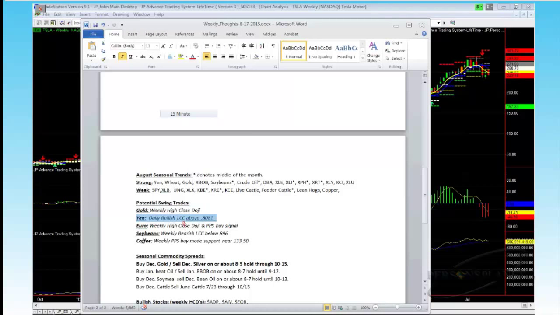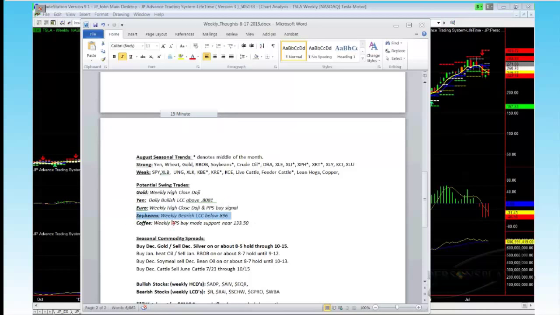We also talked about the Japanese yen, which gave us a bullish close yesterday above 80.81. Had a little upside day trade today in the yen. The euro currency, weekly high close doji. Everyone's scratching their head going, look, the dollar's weak. Well, we had a high close doji in the euro currency combined with a PBS buy signal.